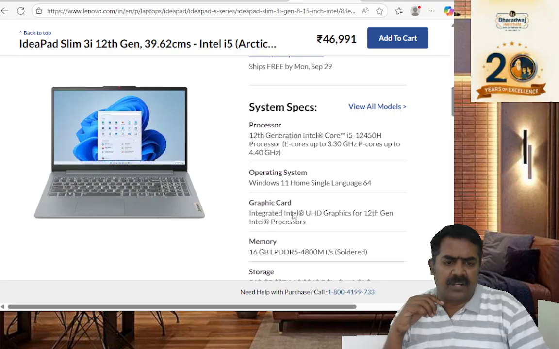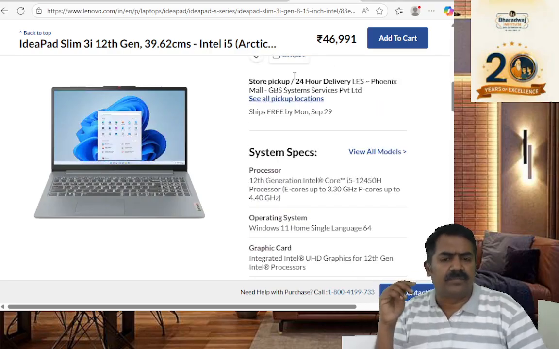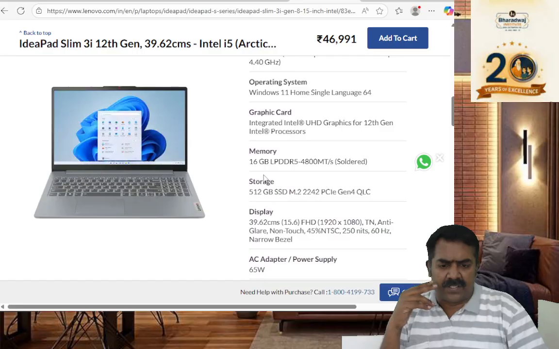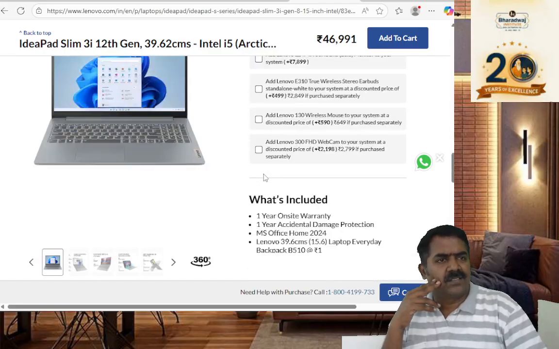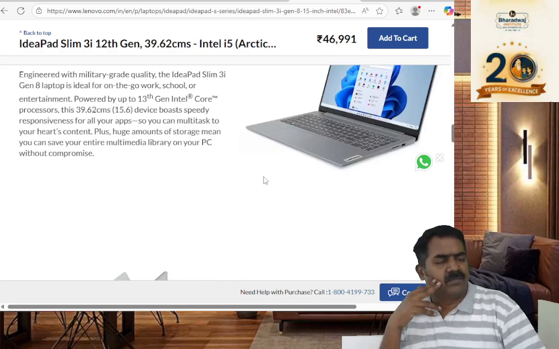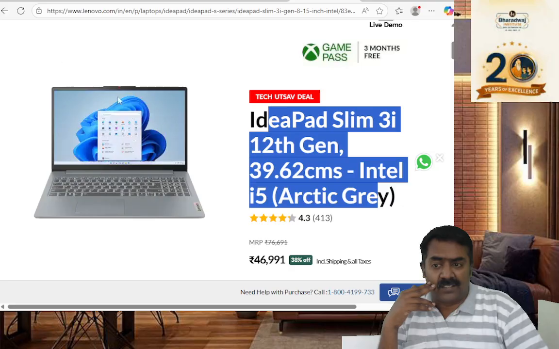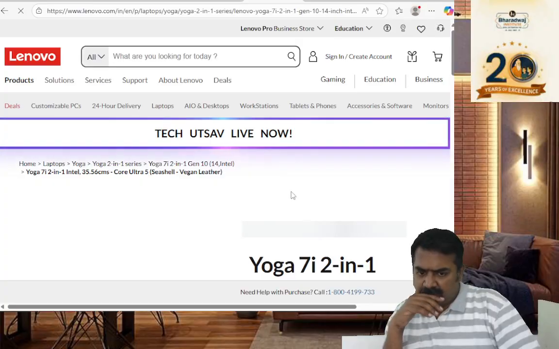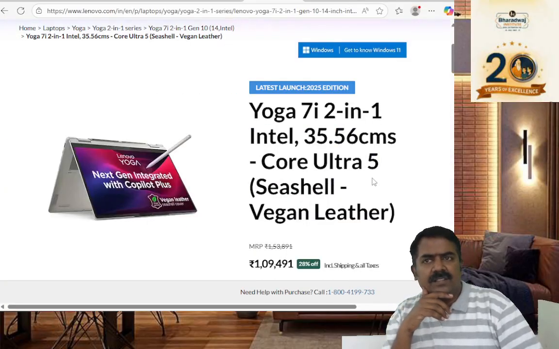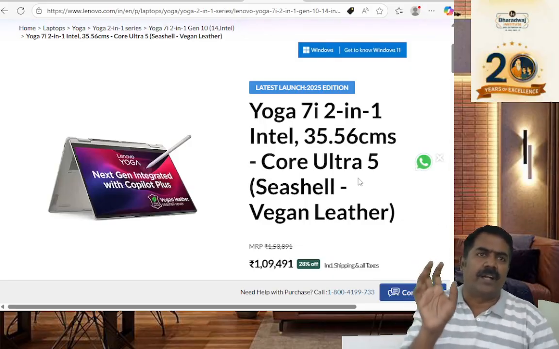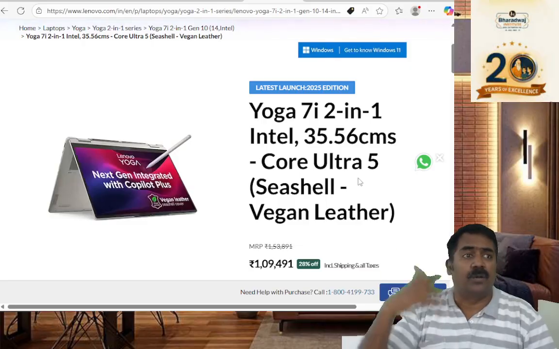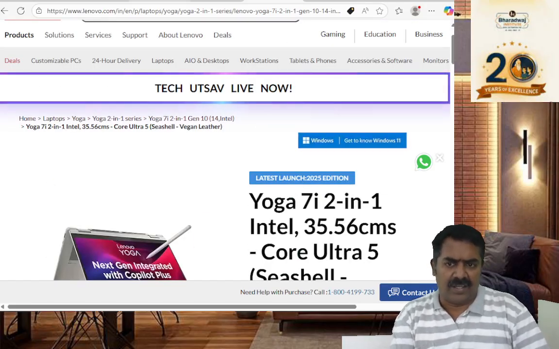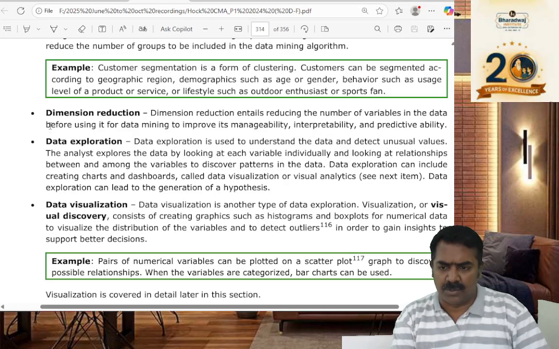The problem is it gives me wrong data. What I googled was a laptop with a stylus pen. Here the system properties etc. are given, but this is not with a stylus pen. I want a laptop with a stylus. Okay, then let me go to the next one. This is coming with a stylus pen. Sometimes when you give wrong data to the customer, he may move out of your website and go somewhere else, where he will find the relevant data, and the customer may purchase something else also. That is called dimension reduction.